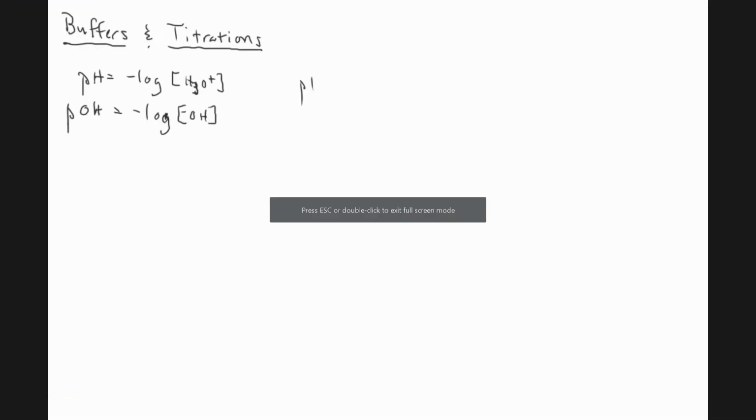Realize that pH plus pOH still equals 14 whenever we're dealing with it within our system. So let's define what a buffer is, and we're going to take a look at how to create a buffer.